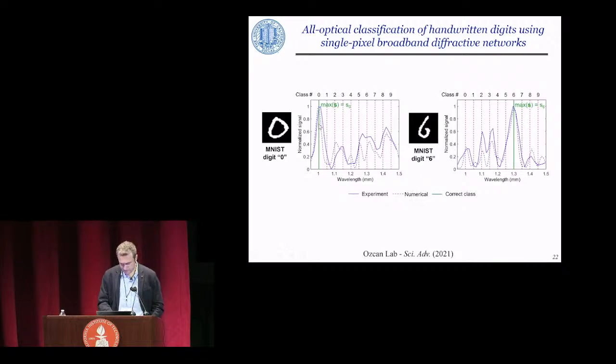And you see here experimental and numerical class scores coming from spectral signatures. Maximum goes to this wavelength, 1 millimeter at terahertz, which was assigned to digit 0. Same with 6, 1.3 millimeter maximum class score from that single pixel.